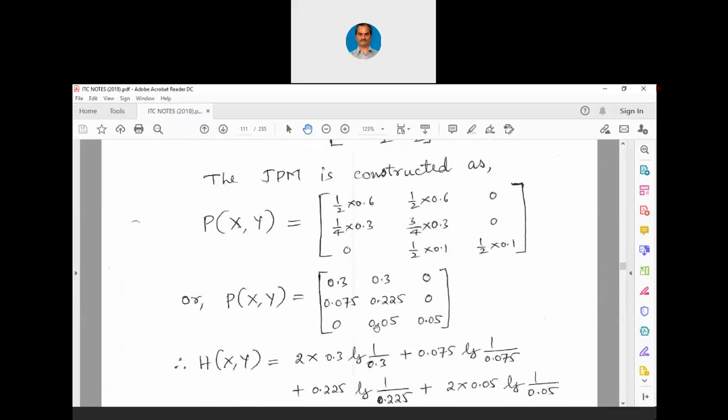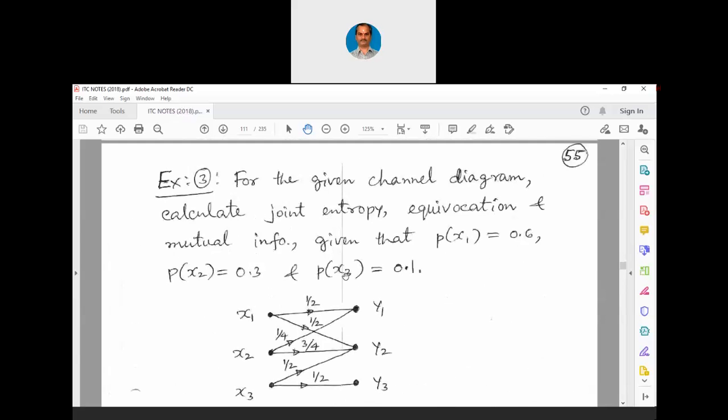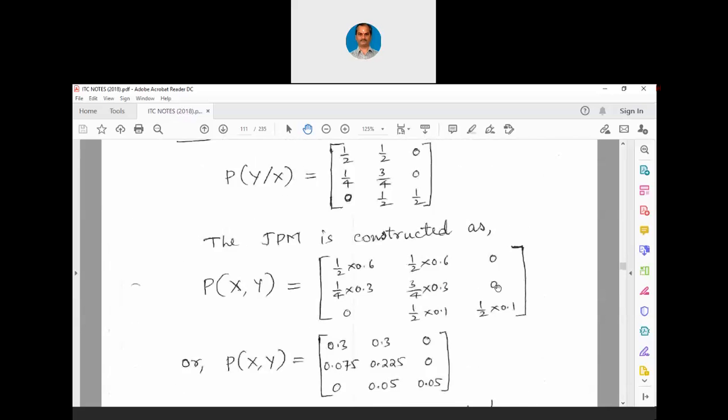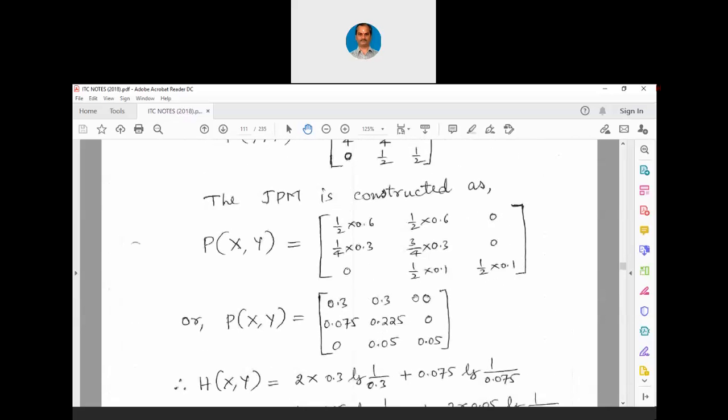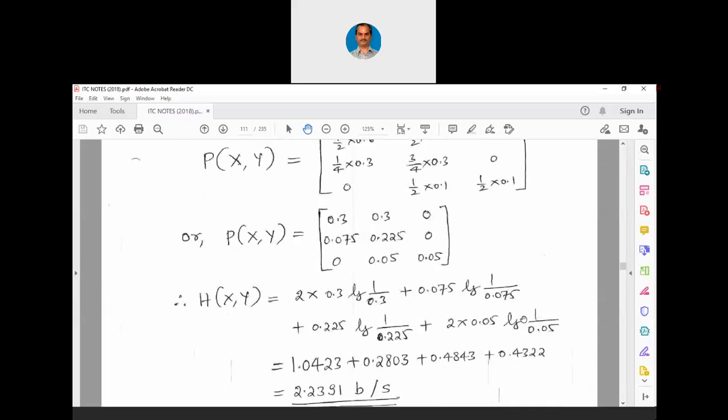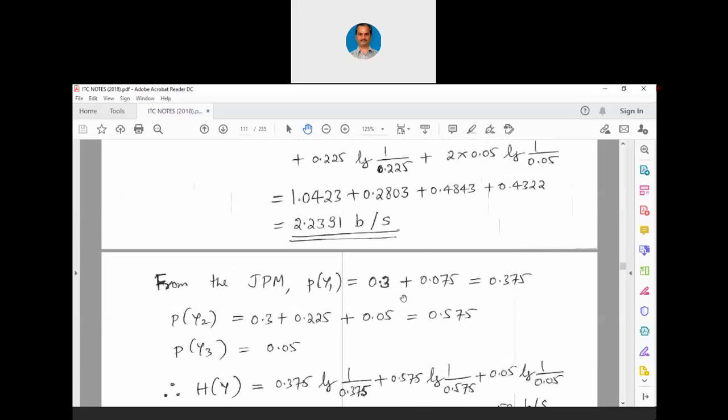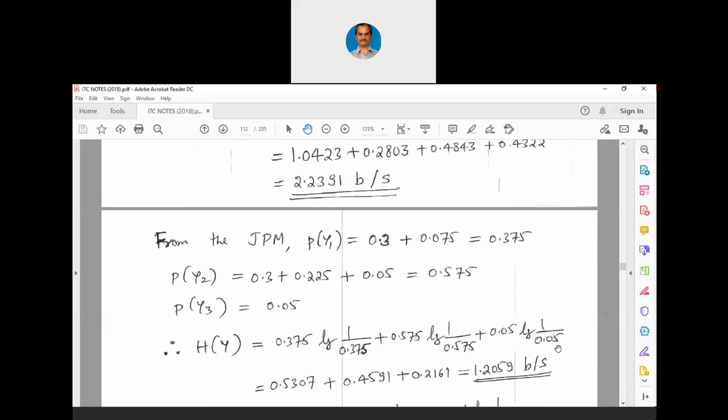And 0.05 plus 0.05 is 0.1, that is P of x3. That way, when you add the row elements, you will get the probability of the source symbol. When you add the column elements, you will get the probability of destination symbols. So you will get P of y1, P of y2, P of y3. Now P of y1 we get 0.375, P of y2 we get 0.575, P of y3 we get 0.05. We can find out the destination entropy now.